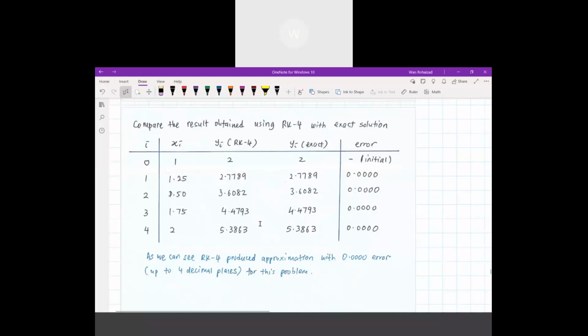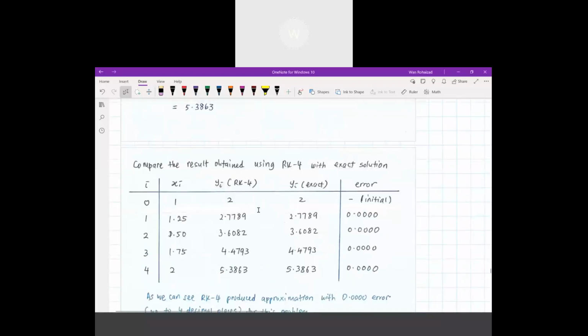Actually, RK4 is widely used in research, especially by mathematicians. If we want to solve an initial value problem or first order differential equation, we will use RK4 instead of the Taylor method. So RK4 is more popular for mathematics researchers.